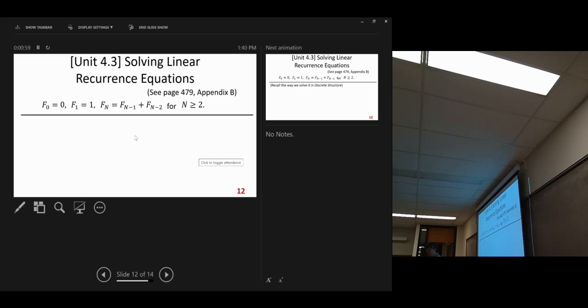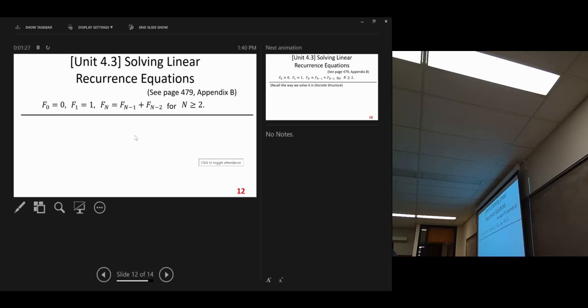So, we need to do that. Solving linear. This is linear. We don't have a square anywhere, right? If you have a square, that's too hard. So it's a linear recurrence relation. Equations. And it is on this page, Appendix B. This technique is on that page.